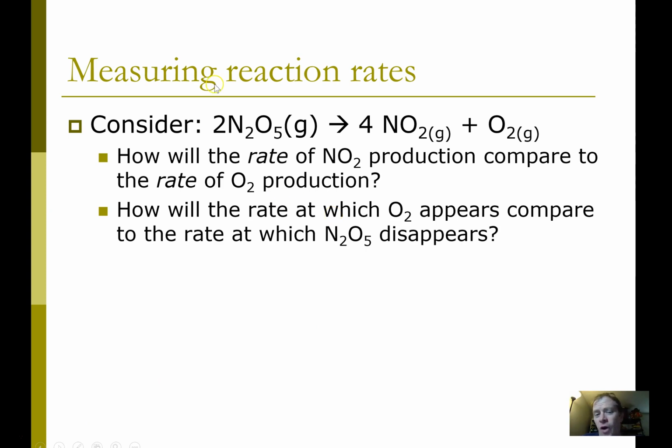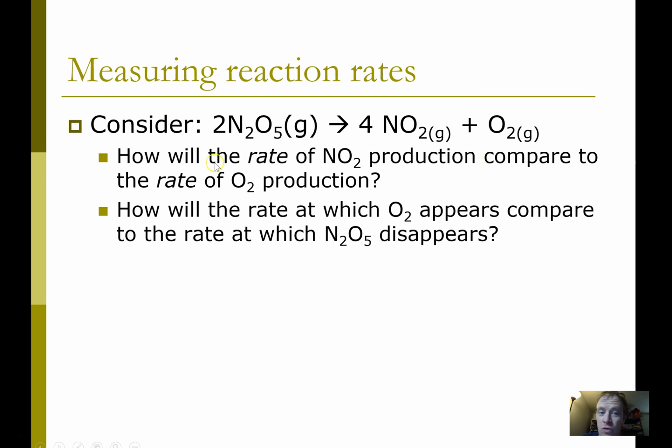So the answer to both of these questions involves the mole ratio. All of these rates, by definition or just by the necessity of stoichiometry, are always going to go right in line with the mole ratio. So how will the rate of NO2 production compare to the rate of O2 production? Notice the ratio is 4 to 1. So NO2 is going to be produced at 4 times the rate that oxygen is because of the 4 to 1 mole ratio there.